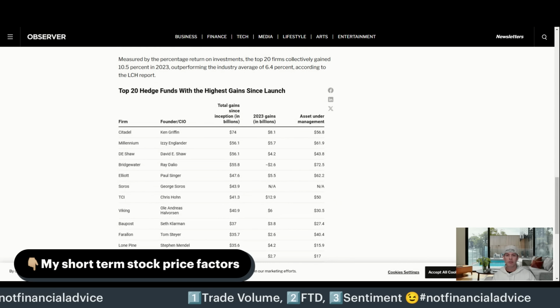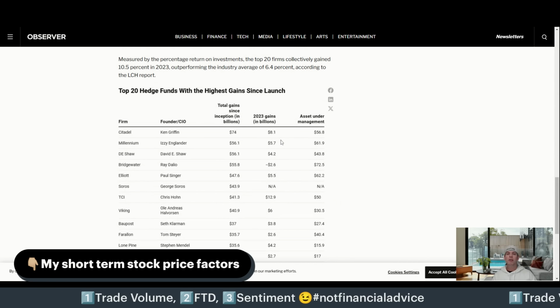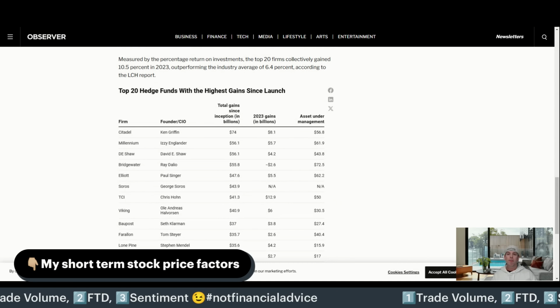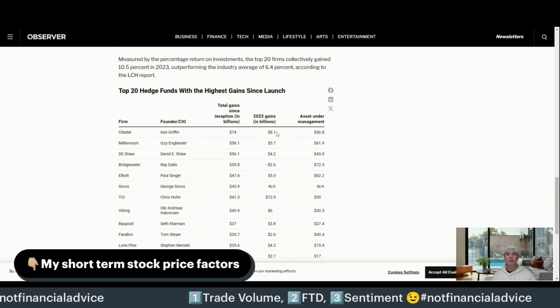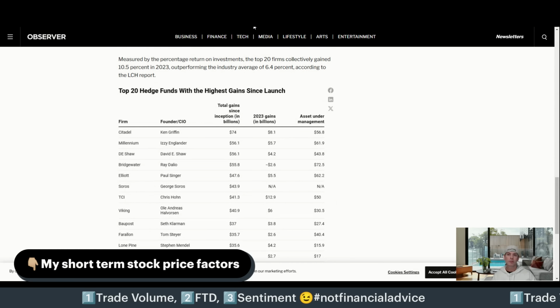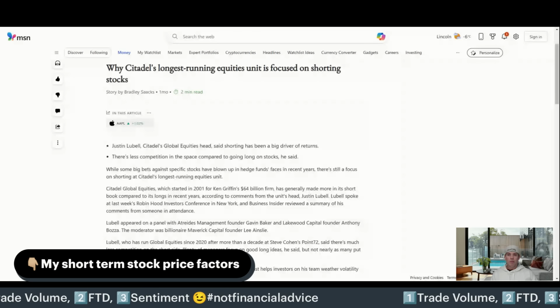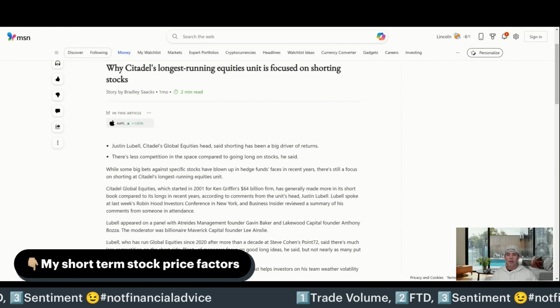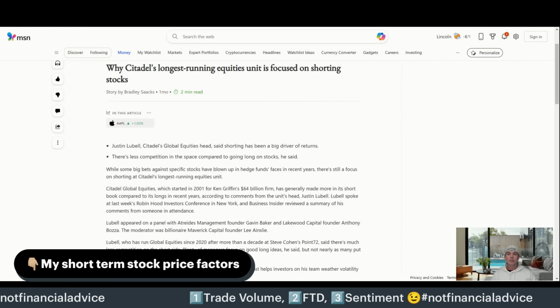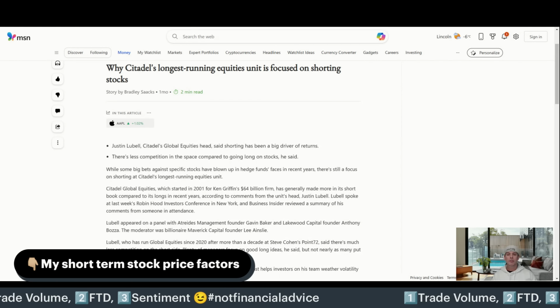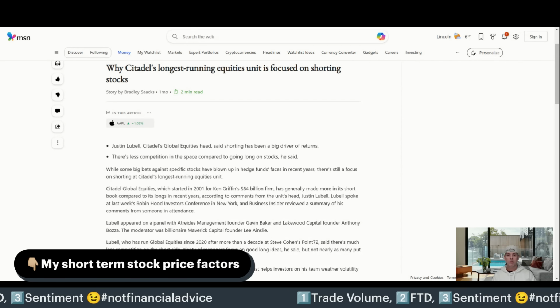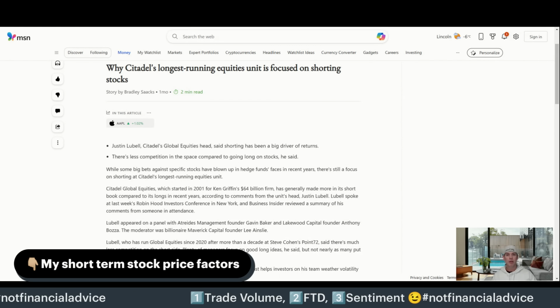These are the gains. And I just wanted to share this to put things into context and give a big picture overview. Citadel made roughly $8 billion in gains in 2023. Now I want to move over to this, and I'll just highlight this. I don't want to go in depth on it, but why Citadel's longest running equities unit is focused on shorting stocks. I'm just going to cut to the chase. I think it's very profitable, and they know that.